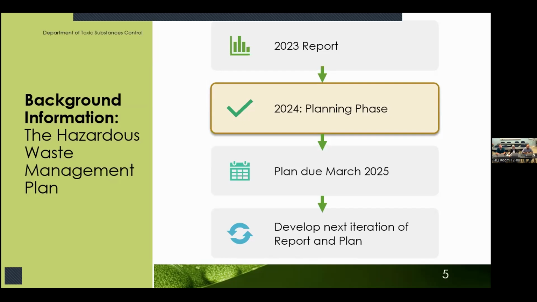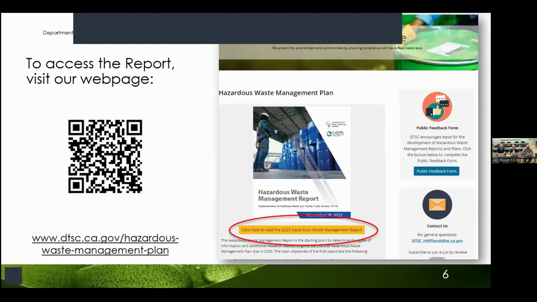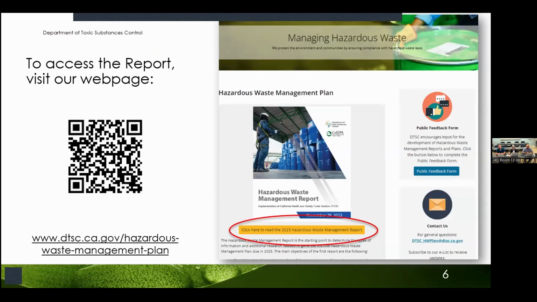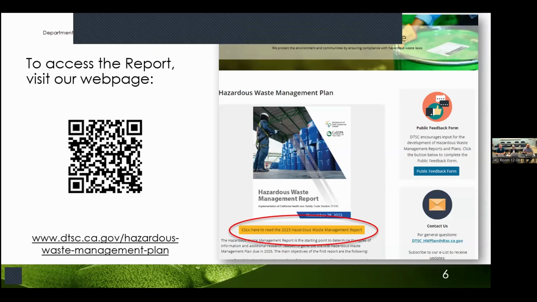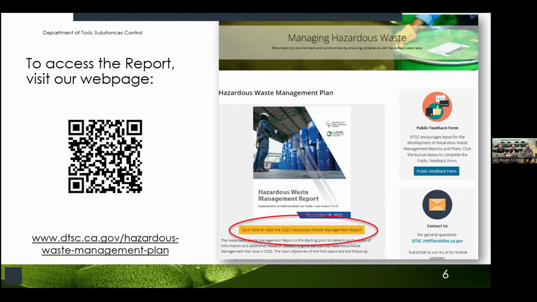Next slide, please. Now, as a reminder, you can access our 2023 full report on our webpage. We recommend reading the full report and reviewing the appendices. There's also a number of different resources that we've put on our website on the workshop link for this workshop related to hazardous waste criteria. Data from the report and your comments are being used to help inform the development of the plan. You can access the website using the QR code here on the screen. Next slide, please.